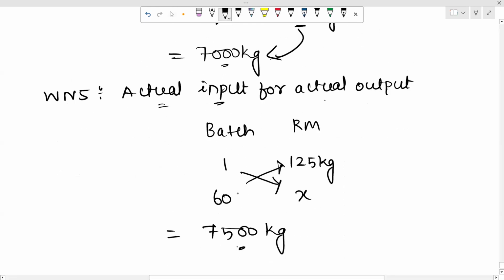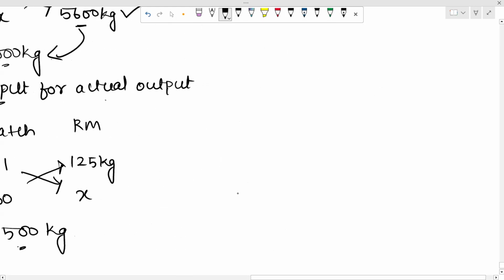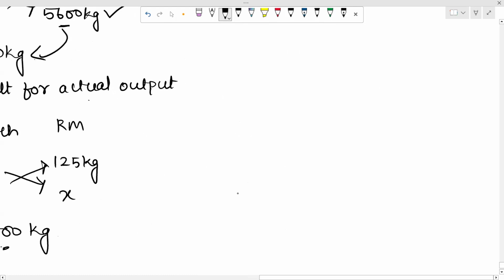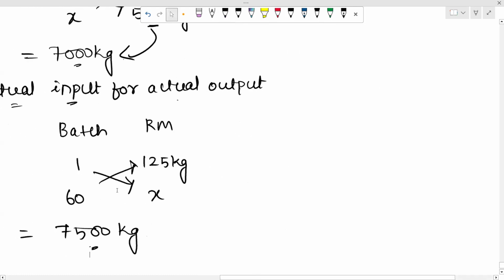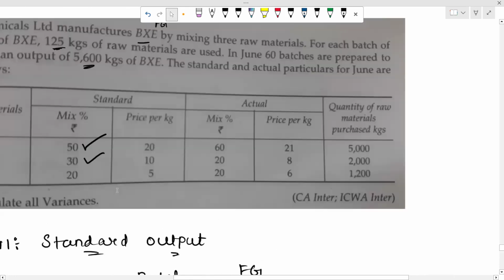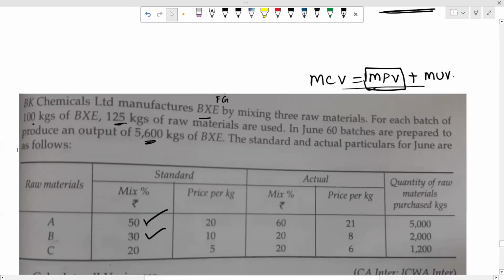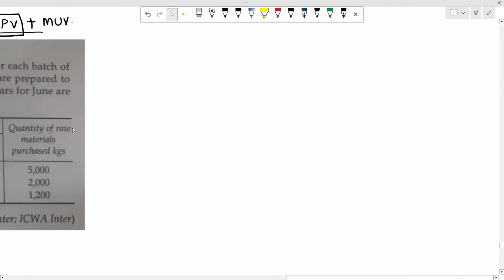So we should have used 7,000 kg, but we actually used 7,500 kg. How did this 500 kg of difference come? So listen, for every one batch, we are expecting to produce 100 kg of finished goods. So let me perform the working over here.